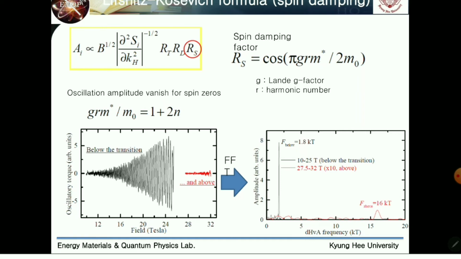And also from this one we can calculate the effective mass. We already know the effective mass, and the integer n is the number of the oscillating period. Therefore, the lambda g factor can be estimated from this spin damping factor. We can calculate the g factor from the theoretical calculation, and the experimental plot can estimate the experimental g factor. Therefore, we can compare them with each other.